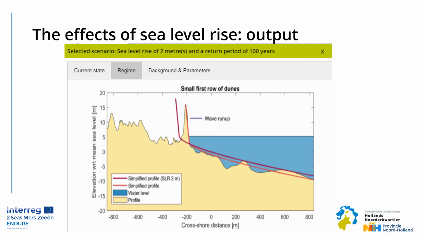However, when sea level rises, the water level increases and waves will have more impact on the dunes. As a result, the first row of dunes can begin to erode. Consequently, the dune profile has been altered. You can see this development in this graph, in which the orange line represents the old dune profile and the red line represents the new dune profile.